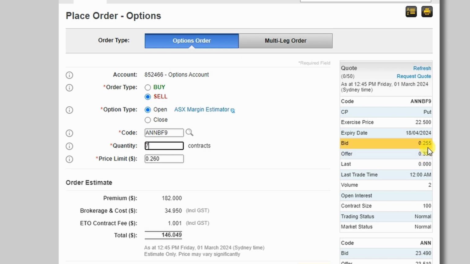Their offer's 33, the bid's 25.5. Let's try 30 cents, or 32. That gives me close to $188. Let's try that. 188 divided by... That gives me 1.19% return on my money if I get taken at that. Let's do that.